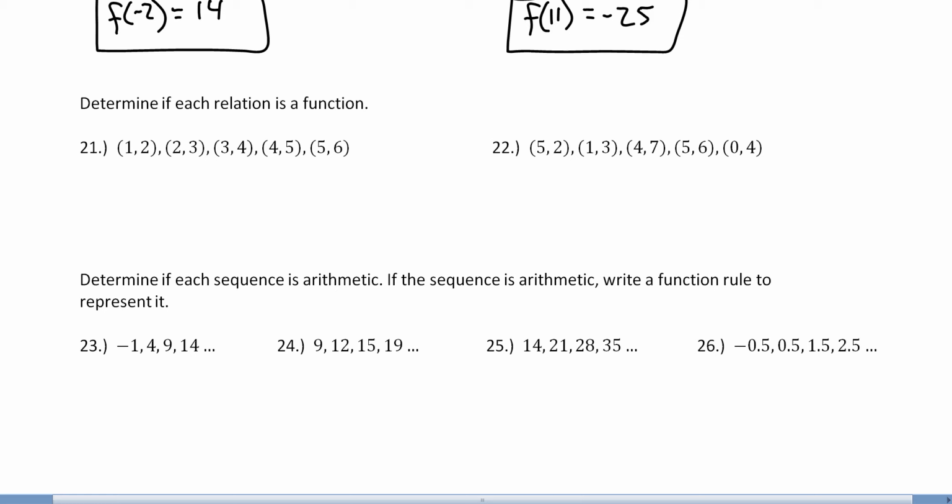But if one x value is with two different y values, then it's not a function. And so as I look at this one, I don't see any repeated x values, like here's a 1, a 2, a 3, a 4, and a 5. Since nothing's repeated, every one of those x values has just one y value. There's no x value that has two different y values, so I'm going to say this one is a function.